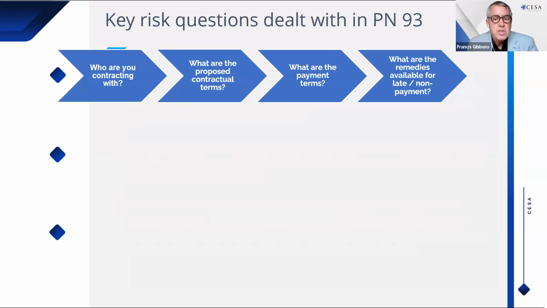So the key questions that are dealt with in Practice Note 93, there are 11 of them. It starts, who are you contracting with and what is their financial standing and reputation? In other words, how well do you know the client? What are the proposed contractual terms? Thirdly, what the terms of the agreement are regarding payment, and what remedies are available for late or non-payment.